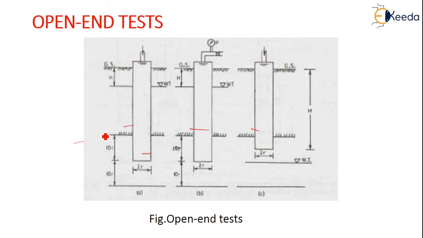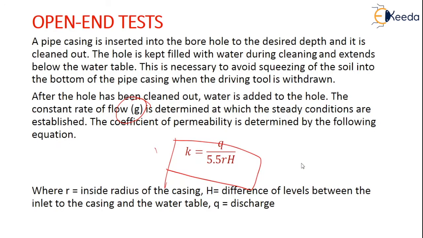This is the inlet of the casing, and this is the water table. Here the water table is here. So Q is nothing but the discharge.